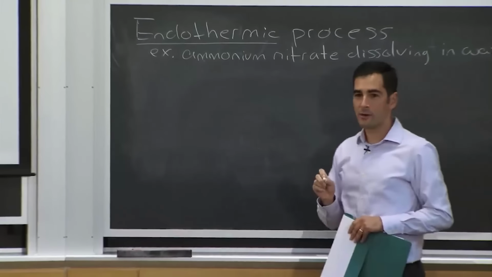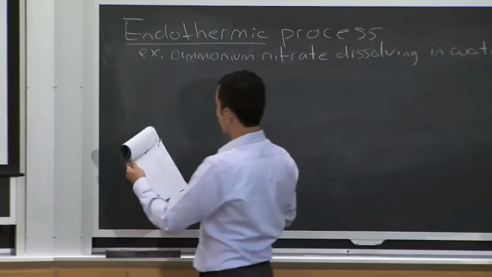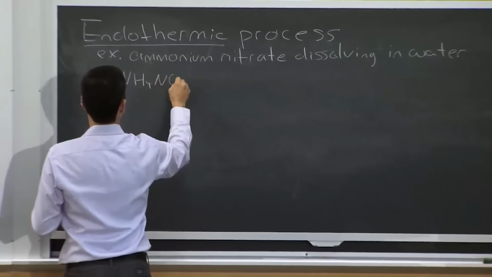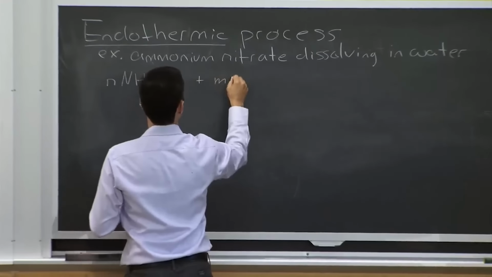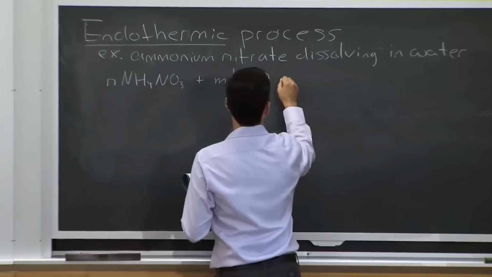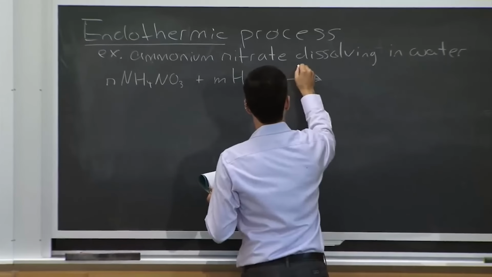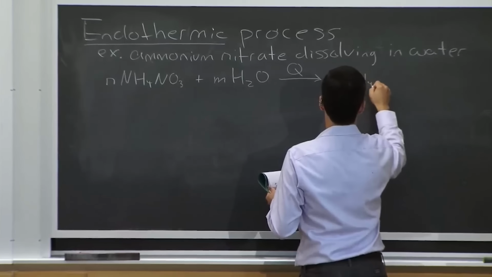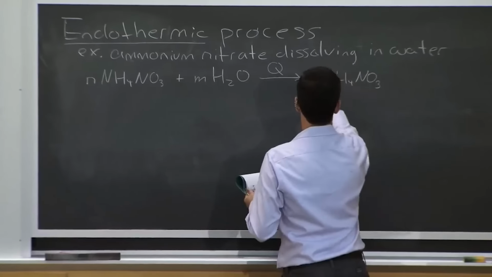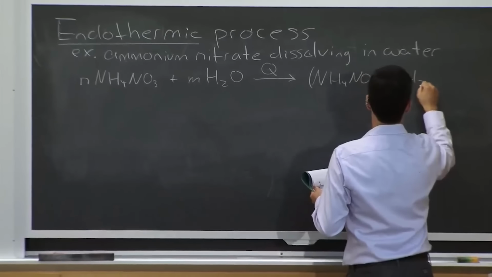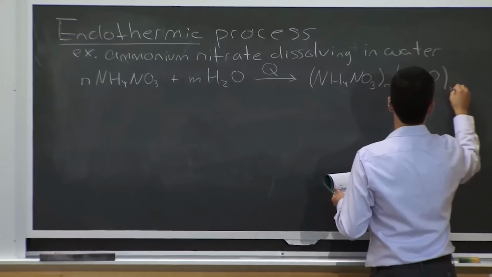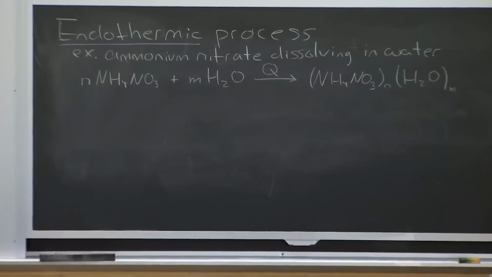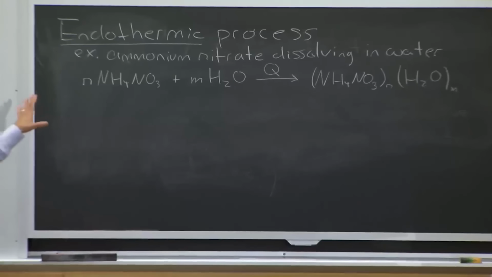OK, so an example of an endothermic process is ammonium nitrate dissolving in water. So I'm going to draw it like this. n moles of ammonium nitrate plus m moles of water are going to react. And the reaction product is going to be a solution. So even though this kind of just looks like you dissolved or you just mixed, you can still talk about it as a reaction.